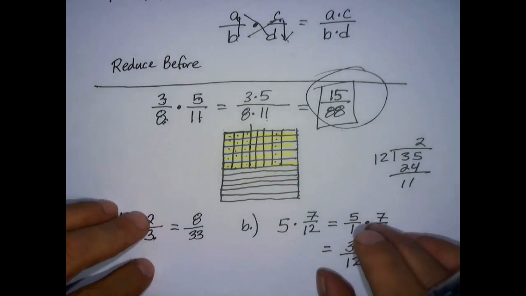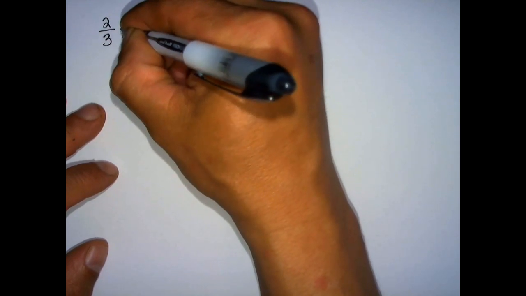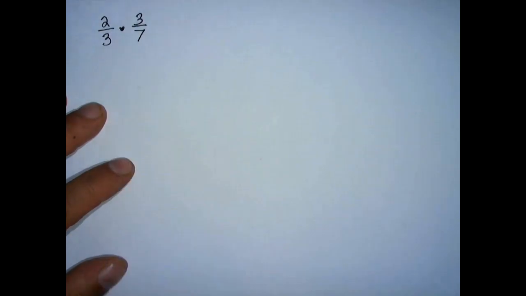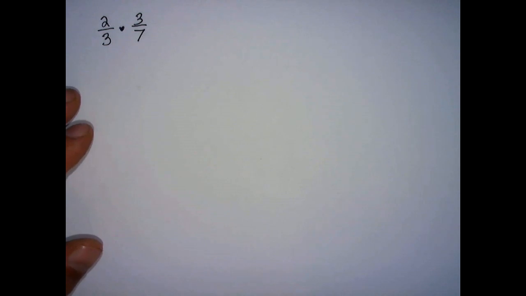Okay, let's look at some more. I think this next one we're going to be able to use that reduce before we divide more than once. Good. This is one of the ones I want to see. 2/3 times 3/7. Okay.